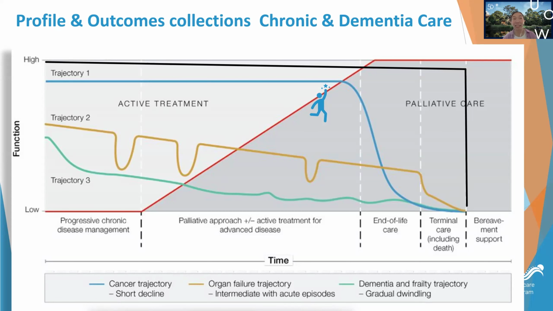The last part too is another tricky one, which is the green line, which is a trajectory for frailty and dementia. And it's usually a long-term, slow, progressive reduction in physical and cognitive function, often over several years. And these residents frequently require high-level long-term care for activities of daily living.